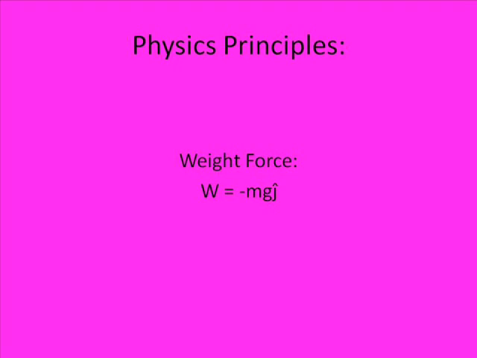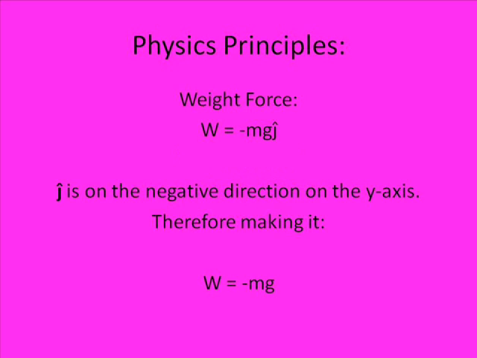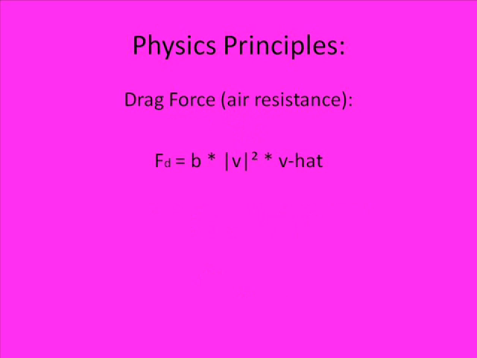The weight force is equal to the negative of mass times gravity. The reason why it's negative is because gravity is going towards the Earth, therefore going in the negative y direction. The weight force is the force that pulls the object or system towards the Earth. The other force we're going to include later on in this lab is the drag force.